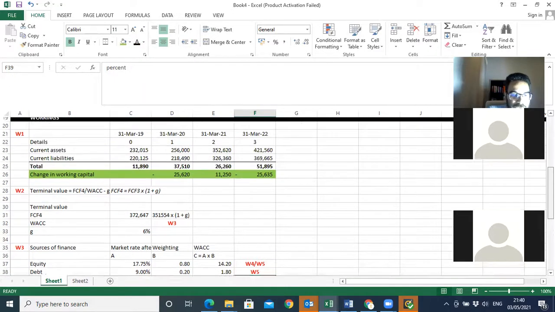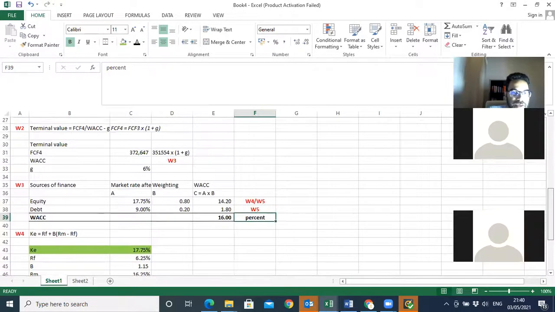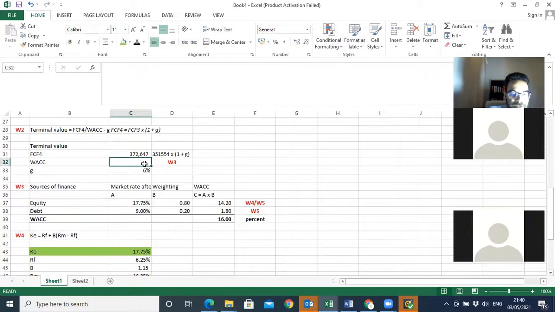Okay, so now we can have a look. So we don't have to use that. So WACC, working three, 16%.